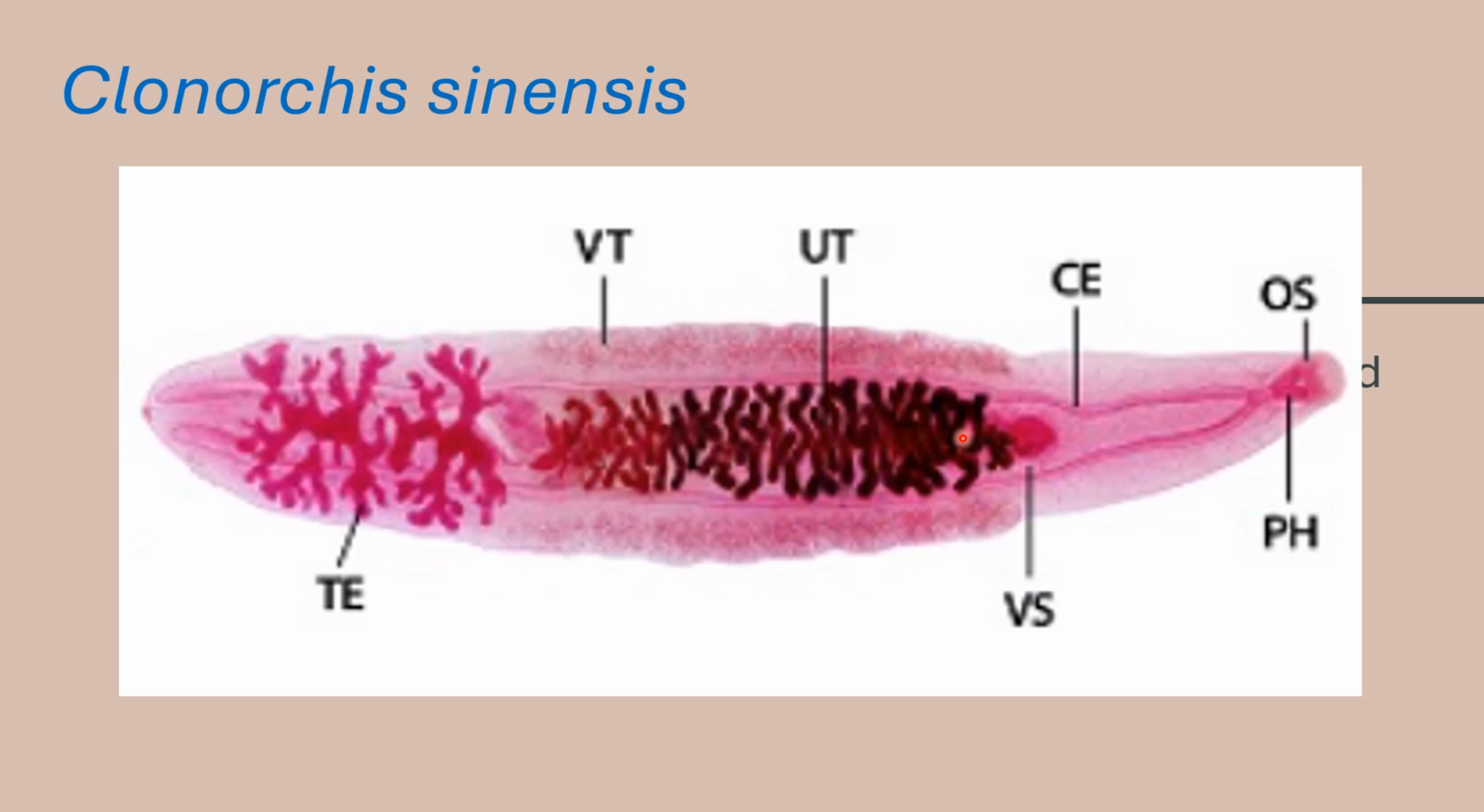The uterus is located in the anterior portion, and the testes are located in the posterior portion. Again, you have your ventral sucker, otherwise known as acetabulum, and then your oral sucker. For this one, you have the pharynx and then the esophagus, which will bifurcate. And yes, you have your vitellaria present here.